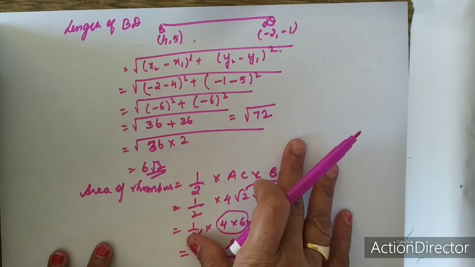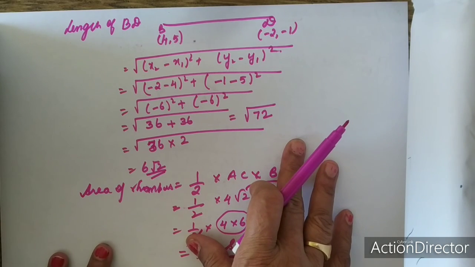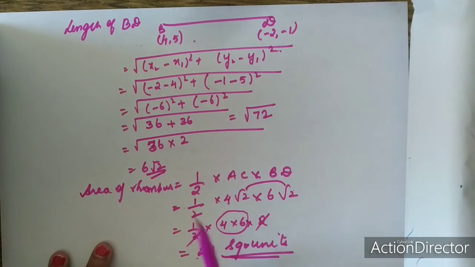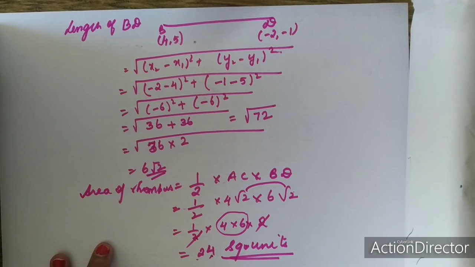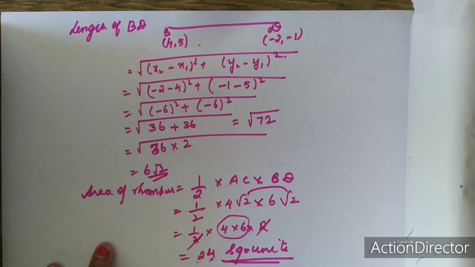So you have to remember distance formula. There is no use of section formula over here. For finding the length of the diagonal, we have to use distance formula. So you have completed section formula now.